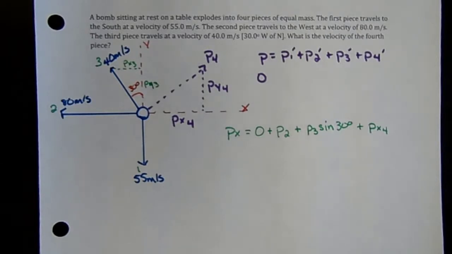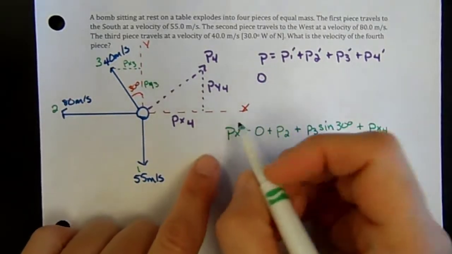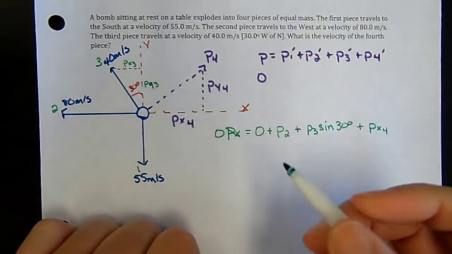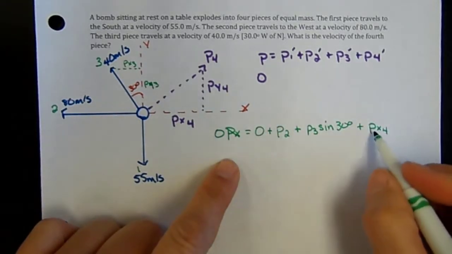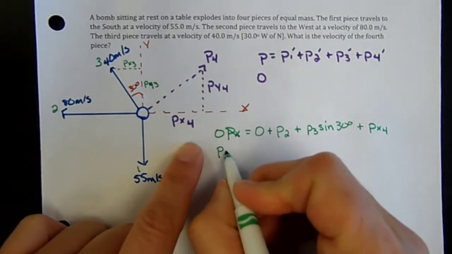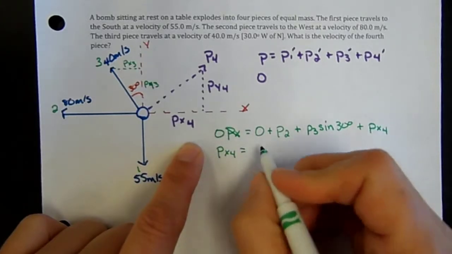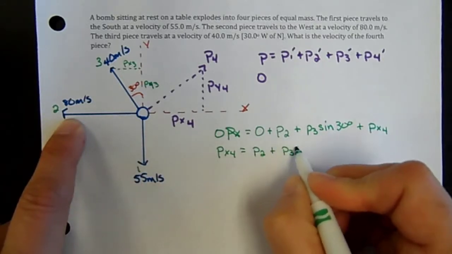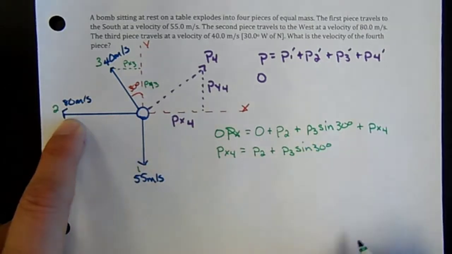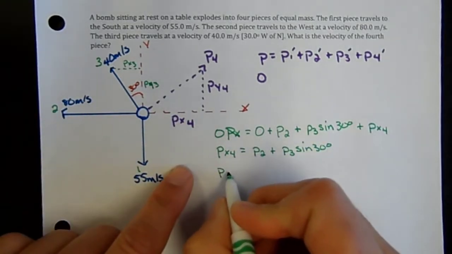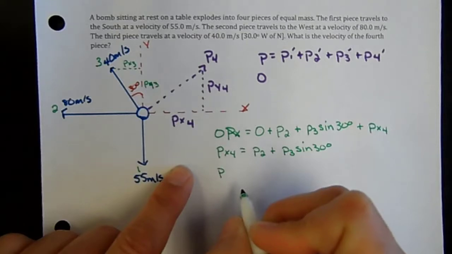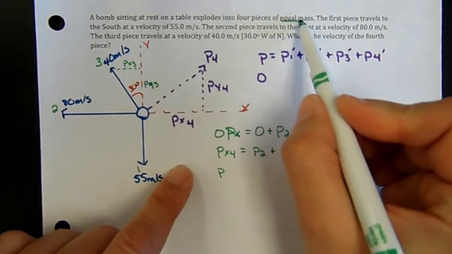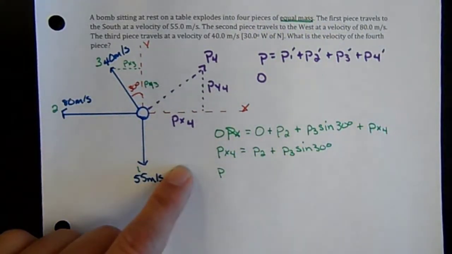Now we also know that up here there is no momentum initially in any direction from our bomb. So we're solving for this right here. So px4 is going to be equal to the momentum of 2 plus the momentum of 3 times the sine of its angle. So from here, we don't really know the masses. It doesn't give us any masses, but what we do know is that they're all equal masses. So it doesn't really matter what the mass is.